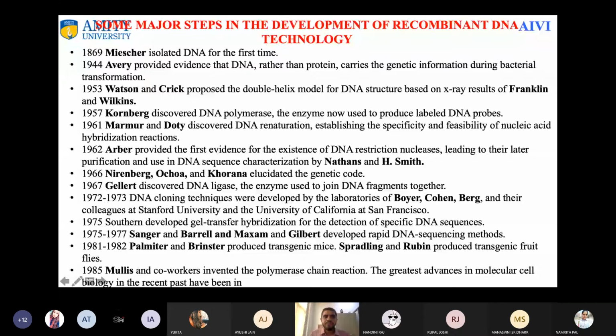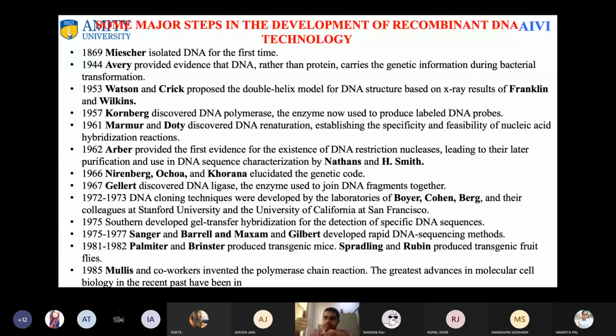Okay, so we were talking about the history and the contributions of different researchers. We were at 1961, where we talked about the discovery of denaturation: your DNA that is double stranded, you can make it single stranded, and you can again renature it to the double stranded form.